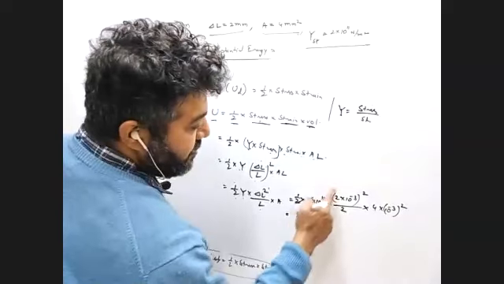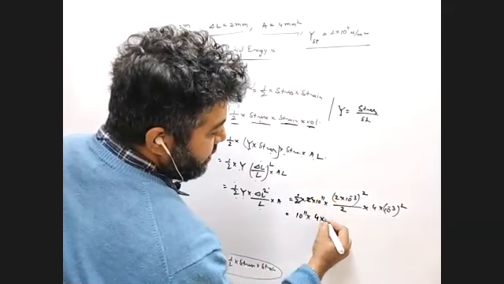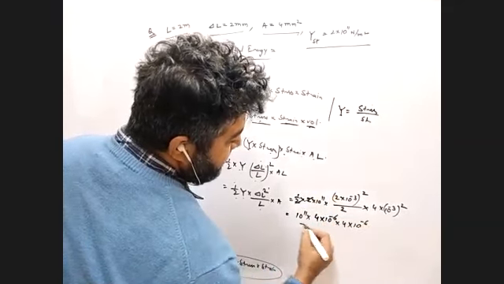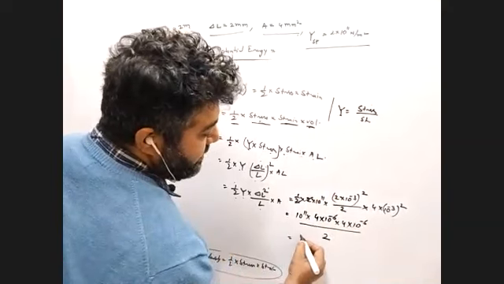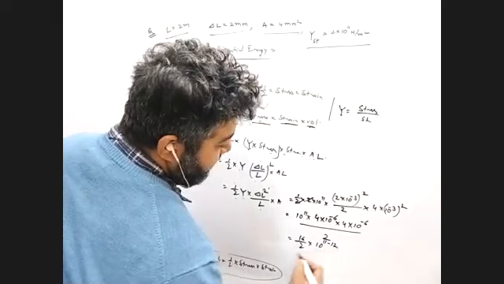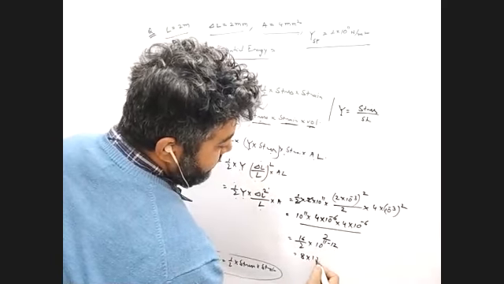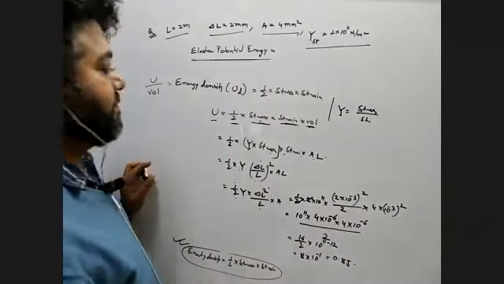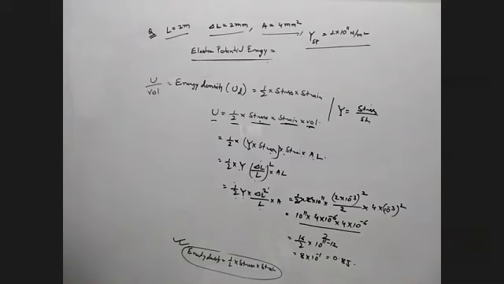So 10 to the power 11, you have 4 into 10 to the power minus 6, 4 into 10 to the power minus 6 by 2. So that is 16 by 2 into 10 to the power 11 minus 12. So you have 8 into 10 to the power minus 1, 0.8 joule. Is it clear? Oh, minus plus. Oh, you are awarded minus 1. Clear? Yes, sir.